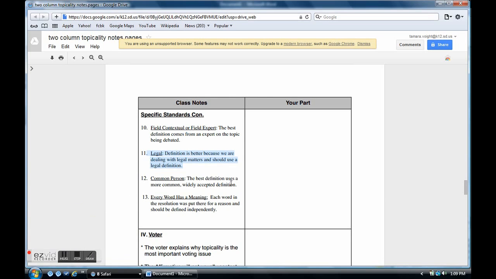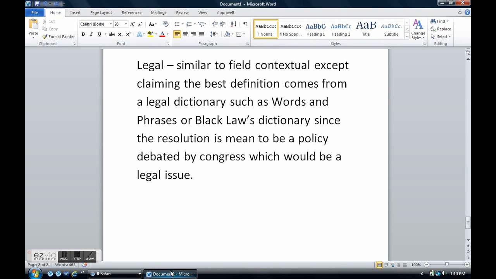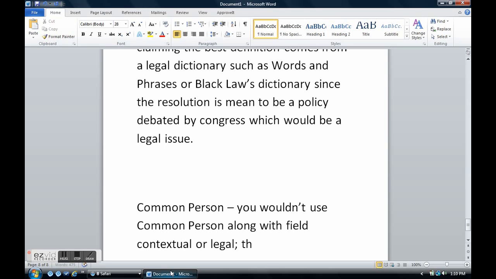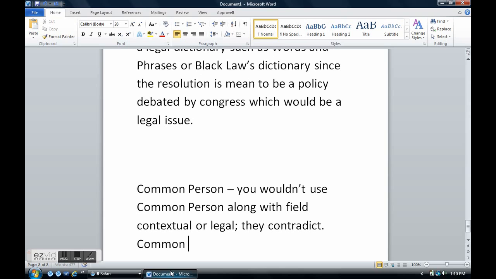Common person is the opposite of a field contextual or legal standard. It argues that the best definition, instead of coming from a very specific source, comes from just a general dictionary like Webster's, because we're common people arguing the resolution. None of us are experts on the resolution or on legal matters, and the resolution is meant to be argued by common folk. So we should have a common definition that is easy to predict and easy to find.